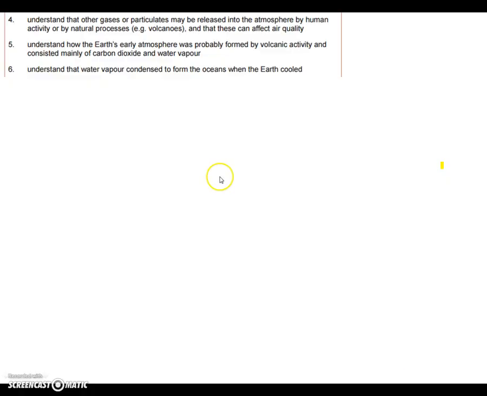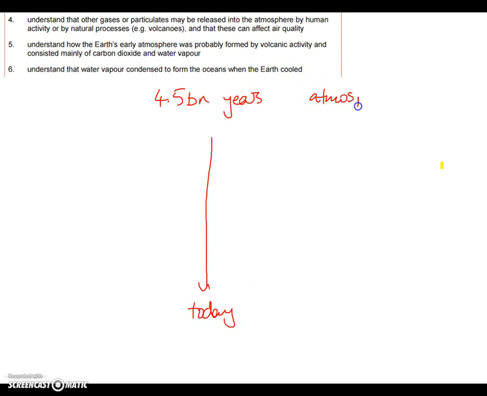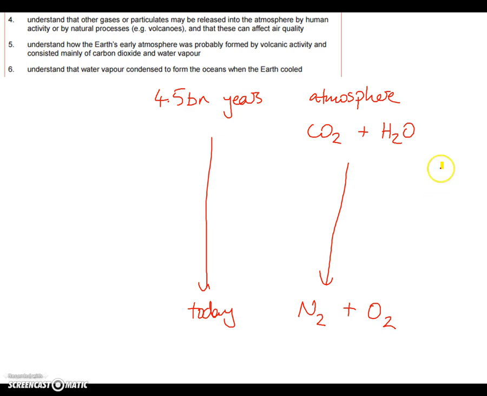So in that case, when we've got the early Earth's atmosphere, this Earth was formed about 4.5 billion years ago, and that's today. So the atmosphere here was mainly CO2 and H2O and some other gases, and today it's mainly nitrogen and oxygen. So obviously we had other gases in the atmosphere. Ammonia would be the other main one, and that nitrogen here ends up in the nitrogen there.